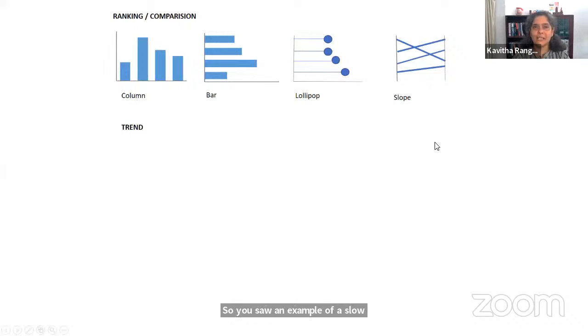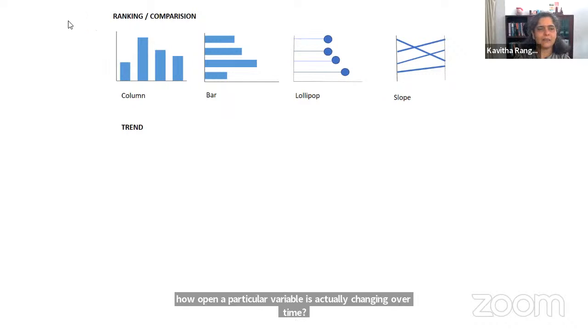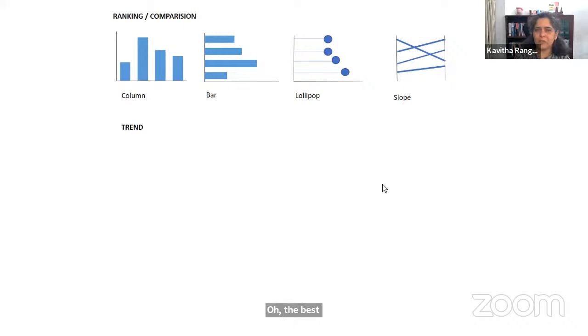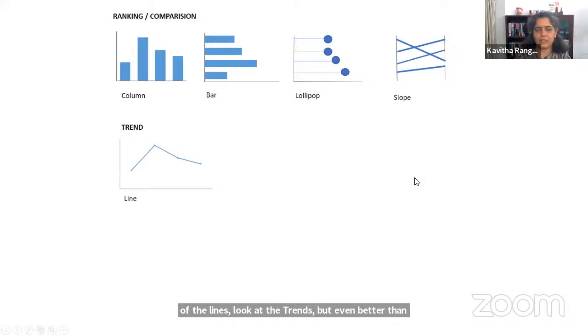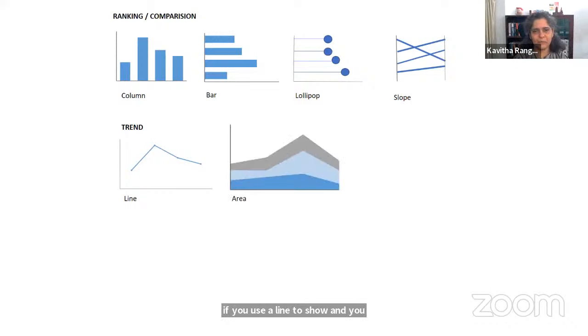Suppose you want to show a trend. So you want to show how a particular variable is actually changing over time. The best possible way to show that would be to use lines. If you just have one data set, you could also use bars, which means the audience will be looking at the top of the lines to look at the trend. But even better is if you use a line to show, then you concentrate on the trend.